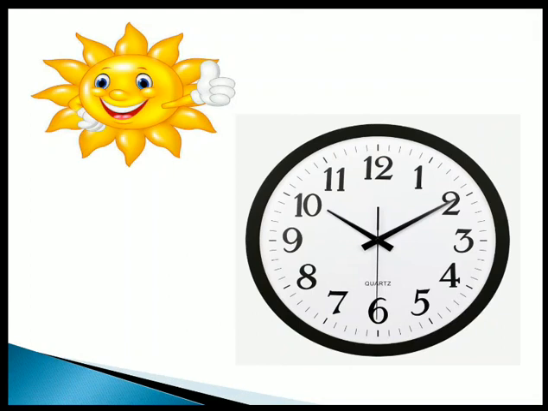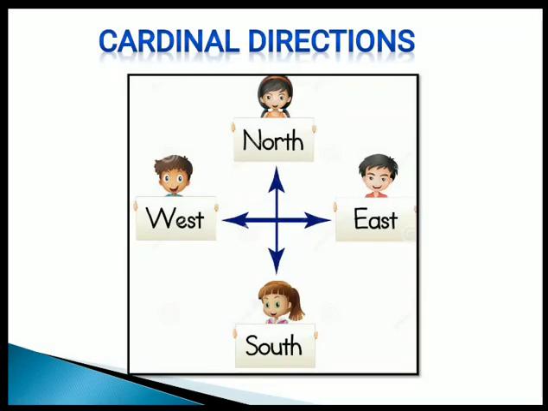Now, first we will learn about directions. Children, there are 4 main directions. They are also called cardinal directions. These cardinal directions are north, east, south, west. These directions are opposite to each other. The east is opposite to the west and the north is opposite to the south.